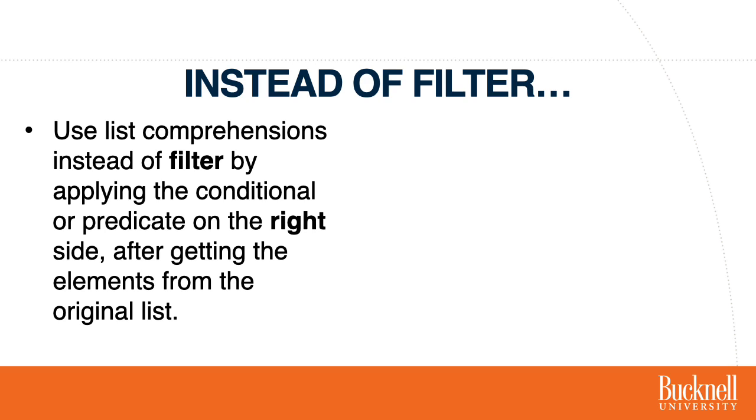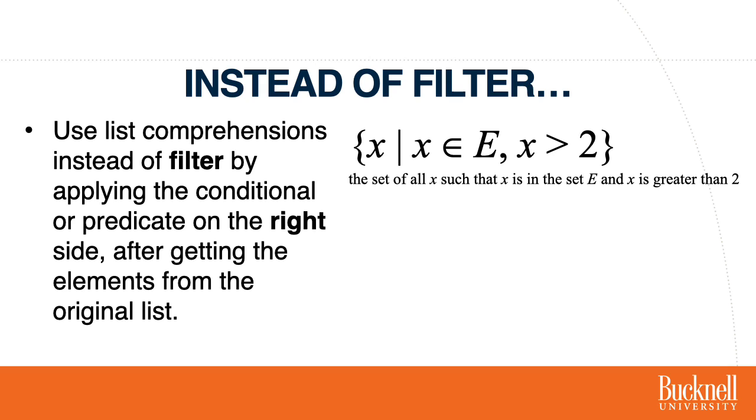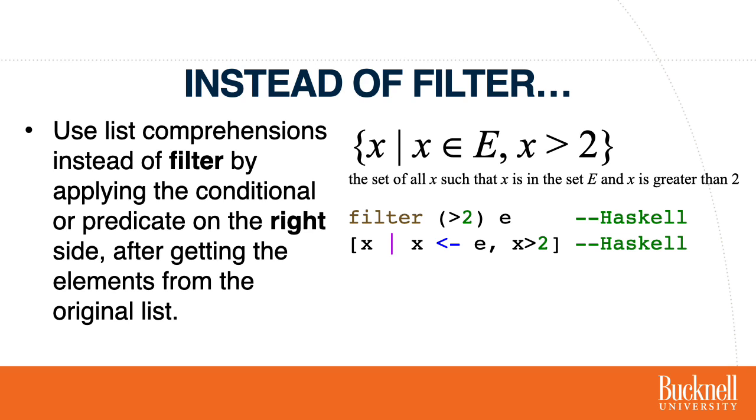We can also use list comprehensions to replace filter. We do this by applying the filter on the right-hand side of the list comprehension after getting the elements from the original list. For example, let's say we wanted the set of all x such that x is in the set E and x is greater than 2. We could do this using the filter function in Haskell, or we could use a list comprehension, putting x greater than 2 at the end of the list comprehension.